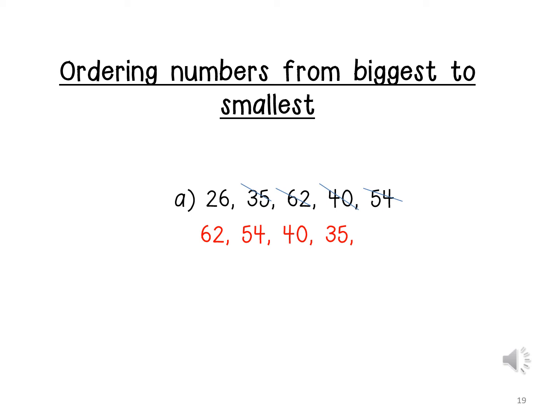35 is bigger than 26. So 35 will go next. As you can see, I have scratched out 35 and I wrote it at the bottom. My last number that was left was 26. I have scratched it out and I wrote it at the end. Now let us read the numbers from biggest to smallest. 62, 54, 40, 35, and 26.